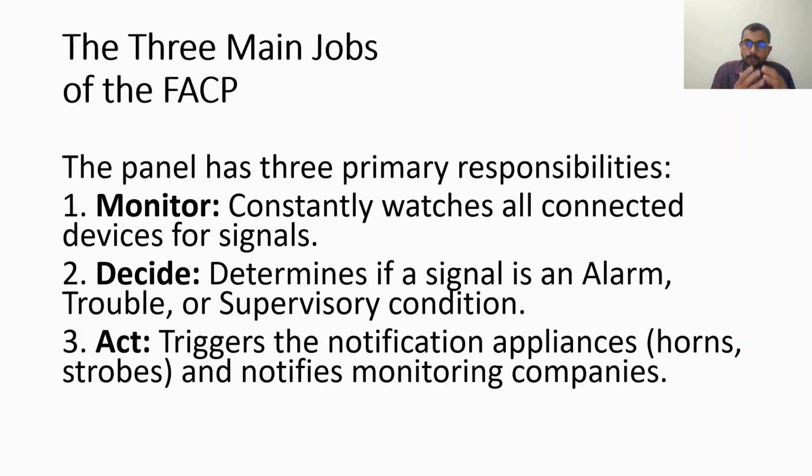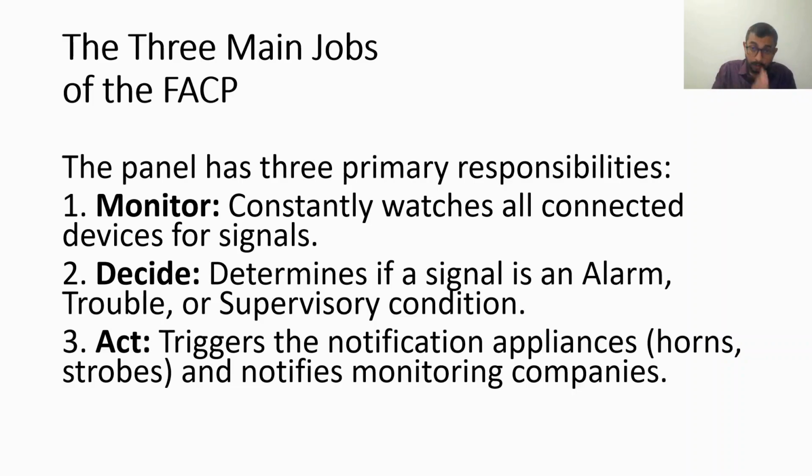Now, there could be situations that when an alarm happens, there will be a sequence that needs to be initiated. For example, if there is an alarm in the building, then the HVAC system needs to be shut down. The sliding doors need to be opened. If a kitchen hood suppression system gets activated, then the fire alarm control panel has to monitor whether there is any signal coming from there and then accordingly take action. So to summarize, the three jobs for the FACP include monitor, decide, and act.